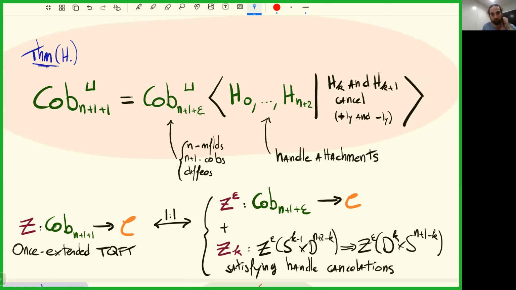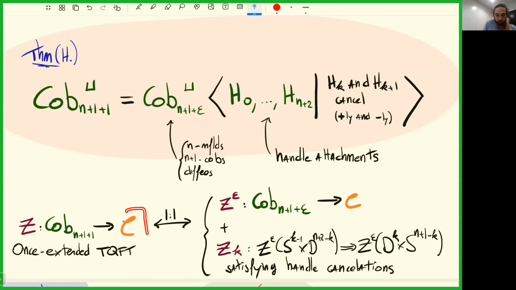And so for us, what this means is it describes what a functor out of this thing is. A functor out of this thing, so from this to C. So a once-extended TQFT is the same thing as a functor out of this thing, and an assignment for each of these generators satisfying these relations. What you would expect from a presentation.